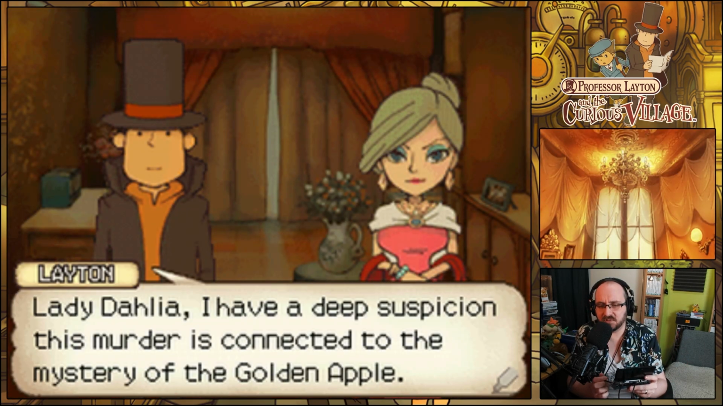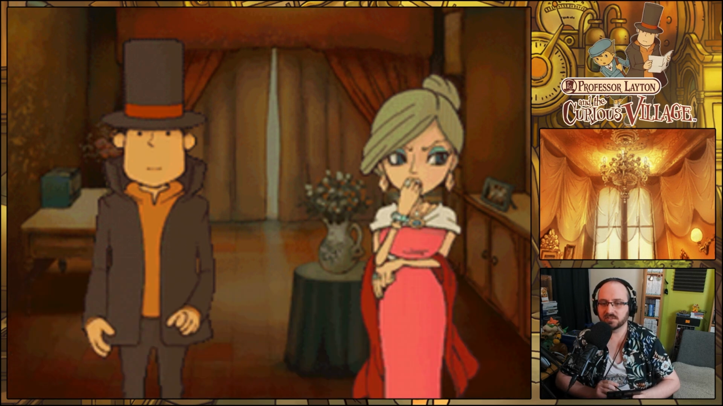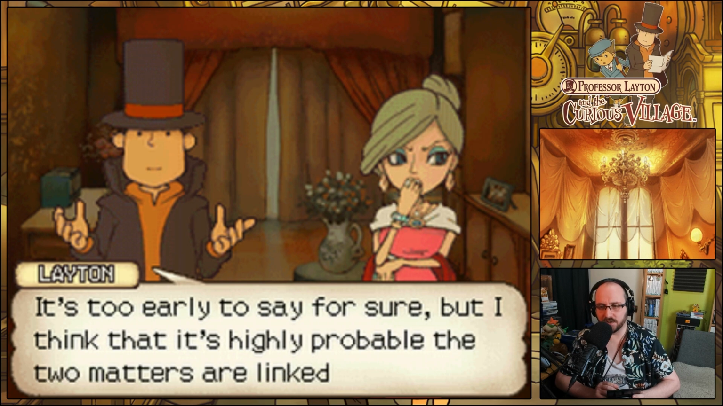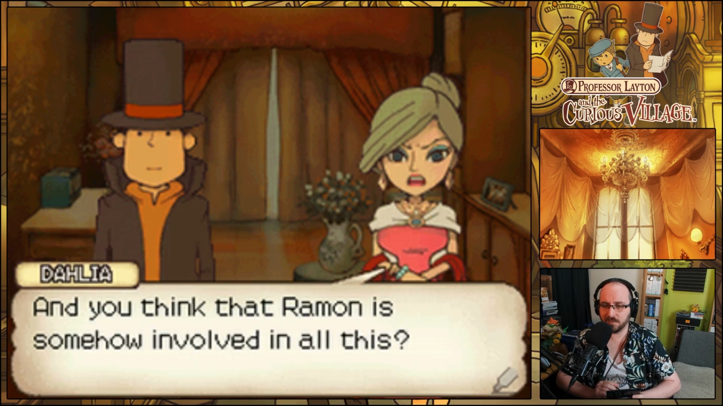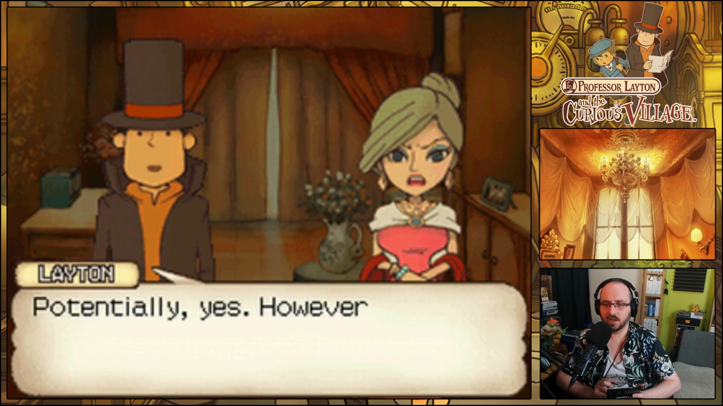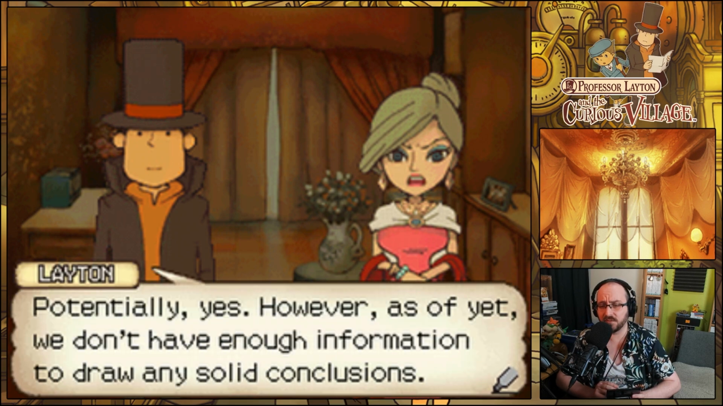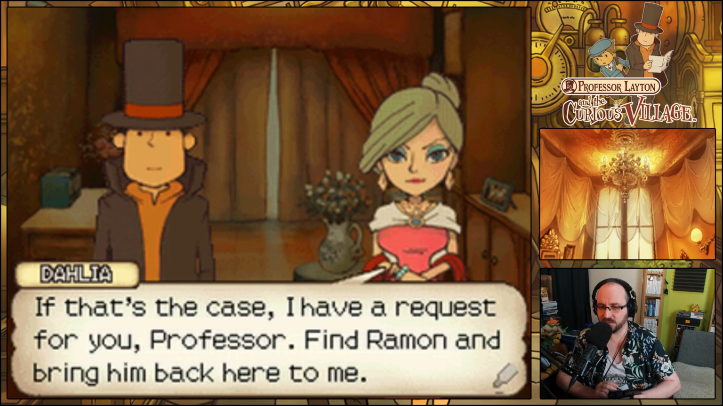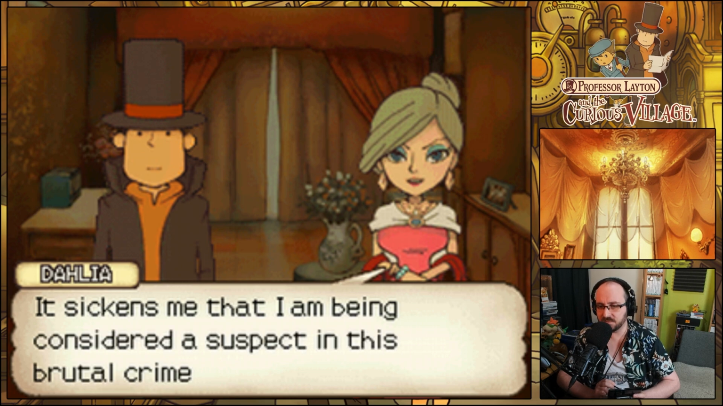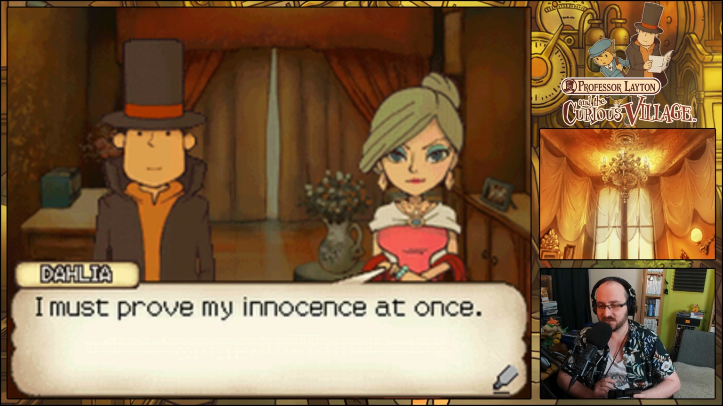Lady Dahlia, I have a deep suspicion this murder is connected to the mystery of the golden apple. What? It's too early to say for sure, but I think that it's highly probable the two matters are linked. And you think that Ramon is somehow involved in all of this? Potentially, yes. However, as of yet, we don't have enough information to draw any solid conclusions. I see. If that's the case, I have a request for you, Professor. Find Ramon and bring him back here to me. It sickens me that I am being considered a suspect in this brutal crime. I must prove my innocence at once.